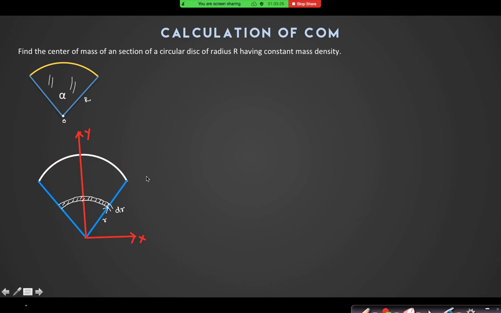For that small ring, what is the mass that I have to find? First, can you tell me what is the area of that ring? If you take this ring outside and unfold it, you stretch that ring, can you find a rectangular strip like this? What is the length of that rectangular strip? Is it r alpha? And the thickness of that rectangular strip is dr. So what is the area of that ring? Is it r alpha dr? Yes or no?